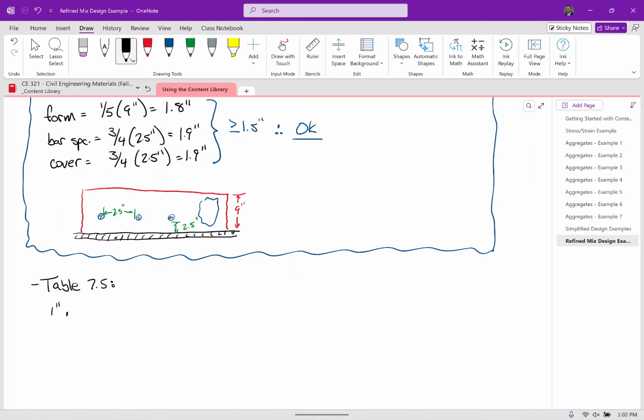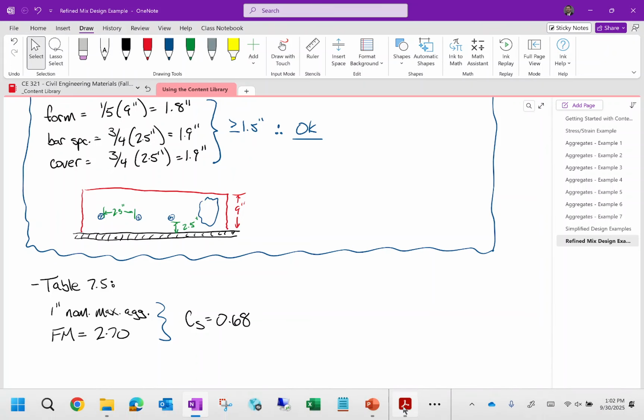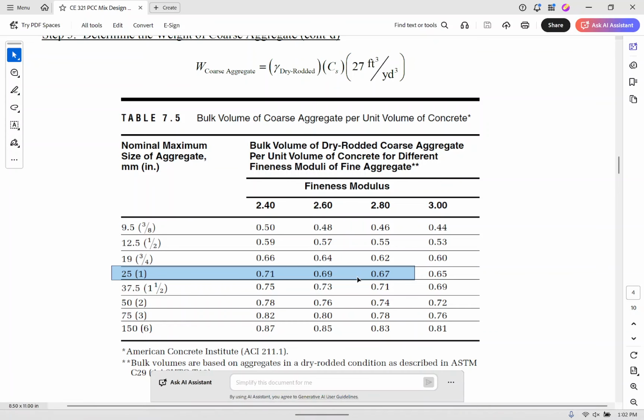We'll say 1 inch nominal maximum aggregate, and we'll say our fineness modulus is 2.7. So that means we have a factor of 2.70, and I call that C sub S. Why? I don't know. Seemed like a good symbol. Got to call it something. Okay, or wait, nope, I'm falling behind. 0.68. Whoops. Yep, so in between that.